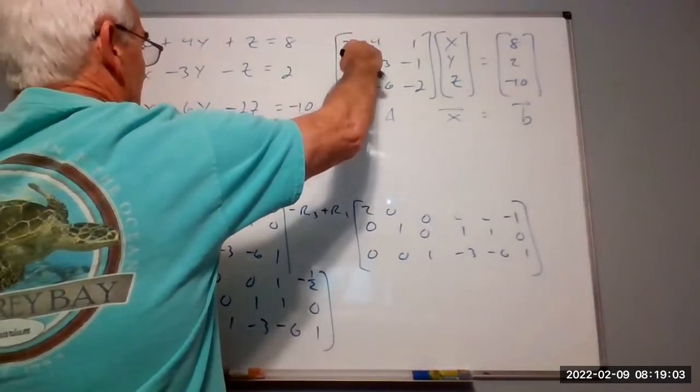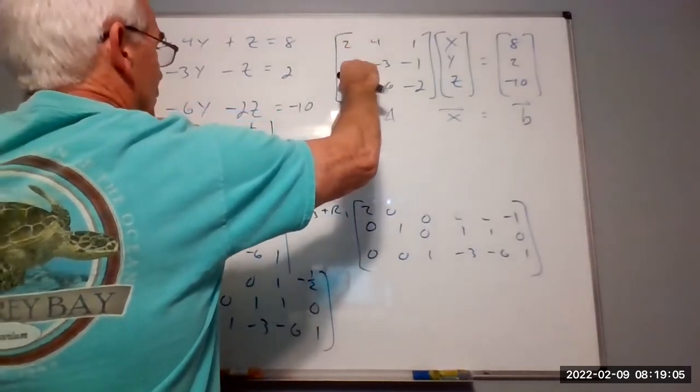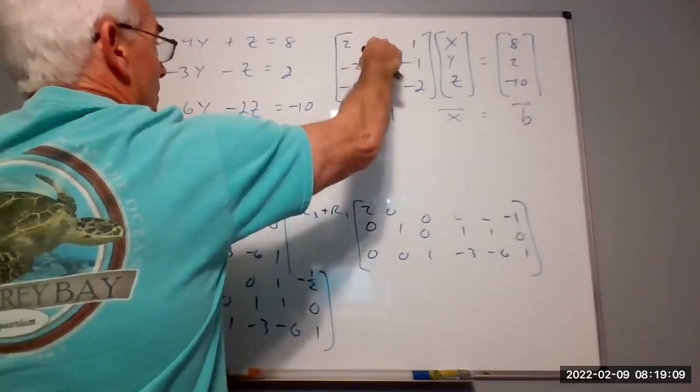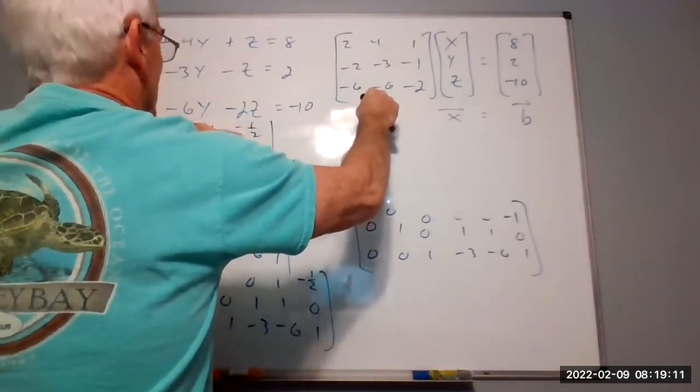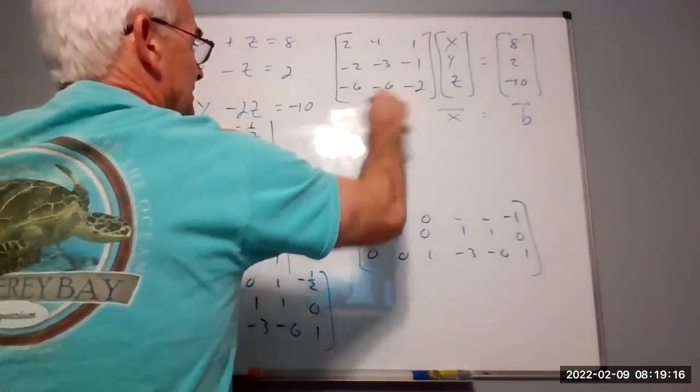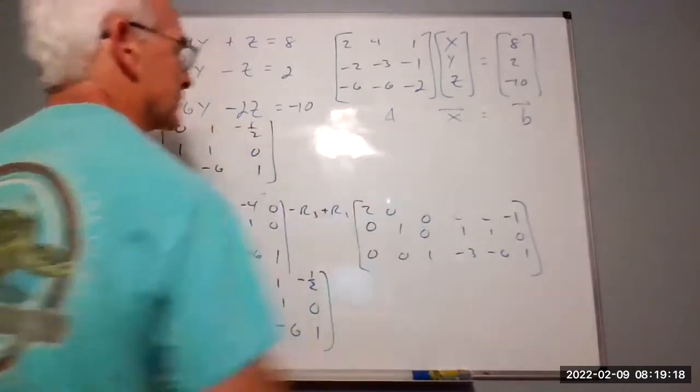So 0 minus 2 plus 3, that's a 1. 0 minus 3 plus 3, that's a 0. 0 minus 1 plus 1, that's a 0. So I have 1, 0, 0 is my first row.